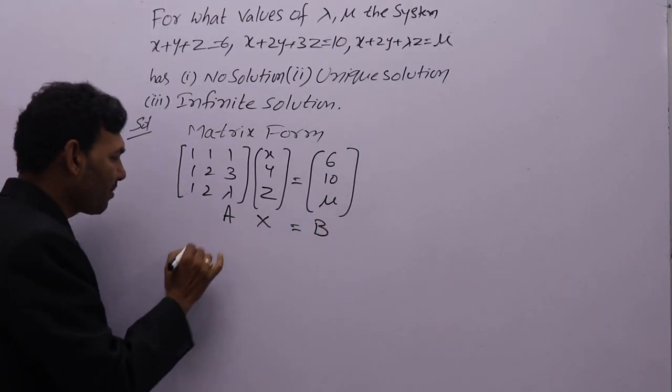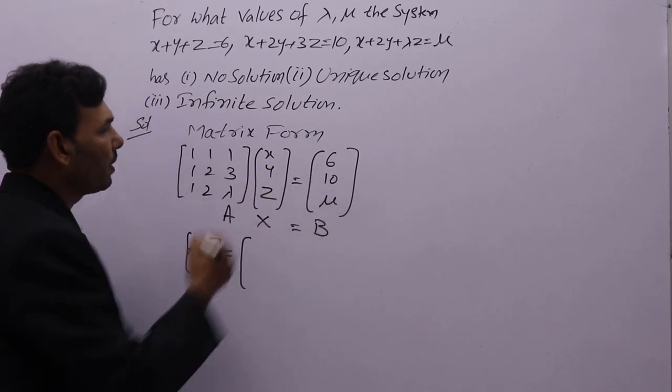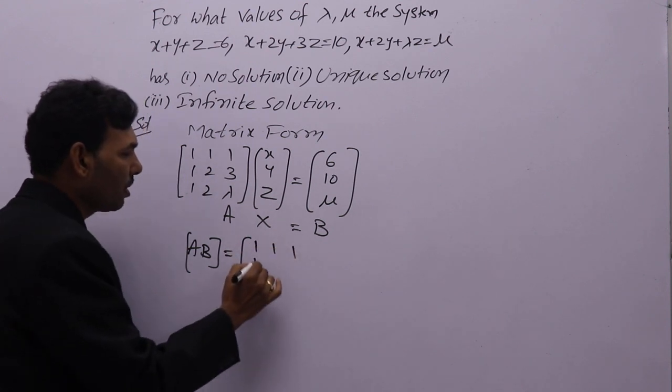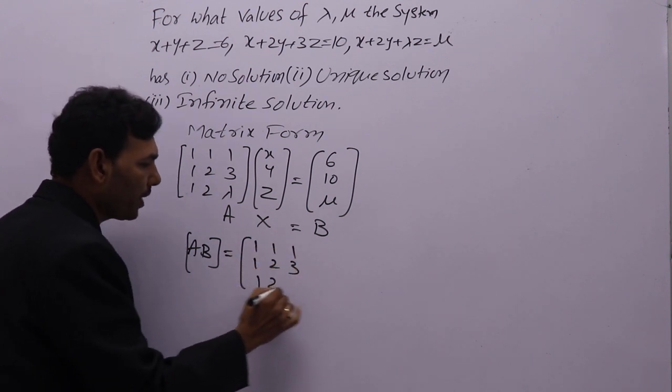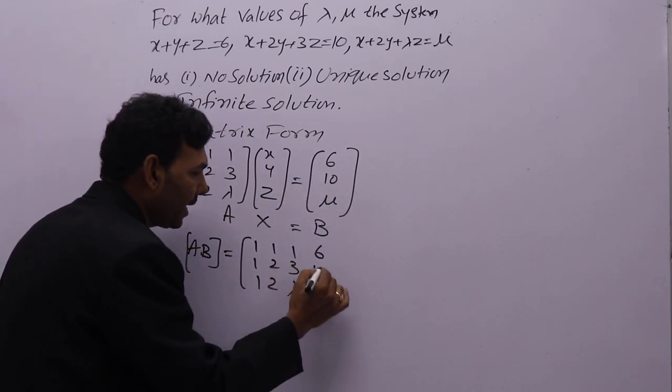Now write the matrix AB. A and B together you need to write. First you have matrix A: 1 1 1, 1 2 3, 1 2 lambda. Next the B matrix at the end: 6 10 mu.